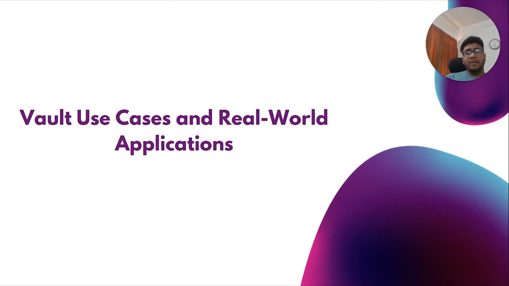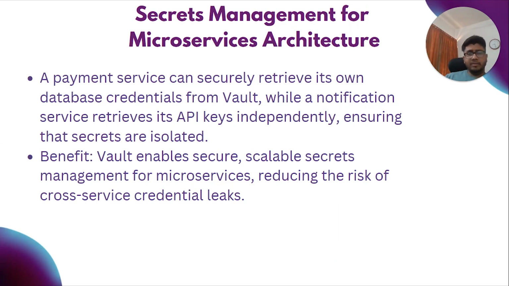For use cases and real world applications, I will walk through it very fast. Secret management for microservices. In a microservices architecture, you have different sorts of microservices and different compartments of your applications, containerized applications. So you can use the Vault API and directly fetch the secrets from that. Reduce the risk of cross-service credential leaks. Here you don't know how the credential system is working, and each service in the microservice segment requires some of the secrets. So you use the Vault API and get a secret from there directly.